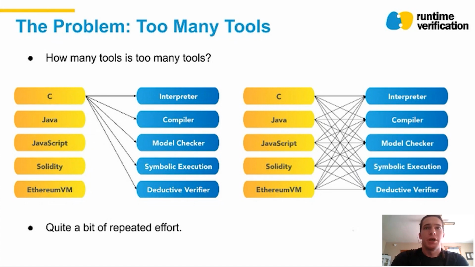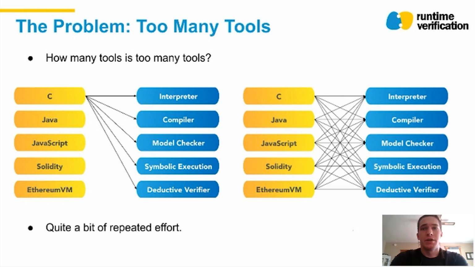There's too many tools, and Runtime Verification isn't just focused on blockchain. That's why these languages listed here, like C, Java, JavaScript, these are all languages we have semantics for and we have offerings for. But the traditional approach to developing tooling for a given language is that you pick one language like C, and then you pick one tool like the compiler, and you say, I'm going to implement a compiler for C, right? And then you pick another language like Solidity, and then you pick another tool like a model checker, and you say, I'm going to make a model checker for Solidity, right?